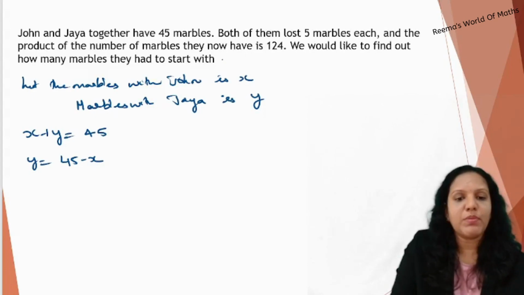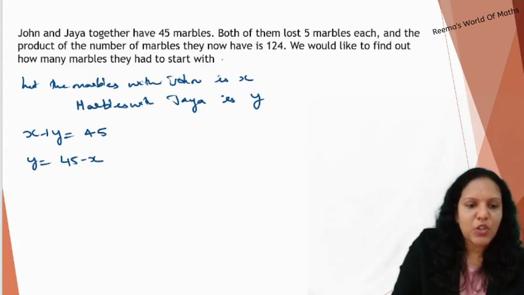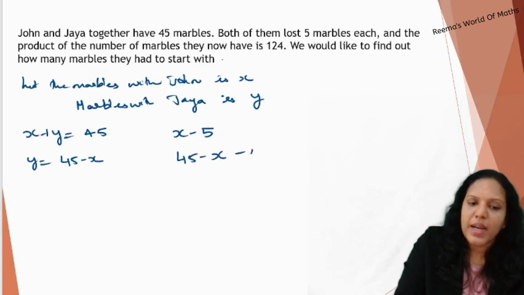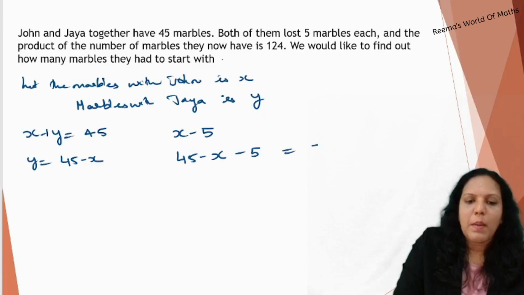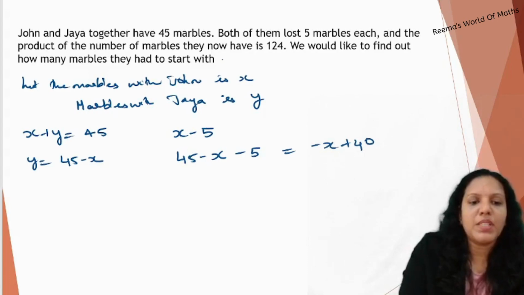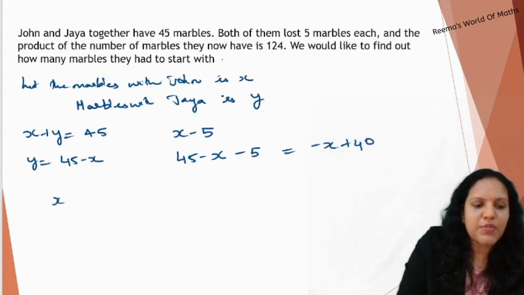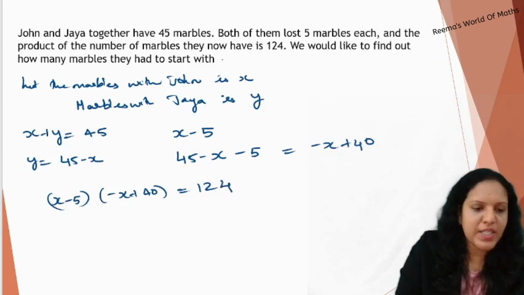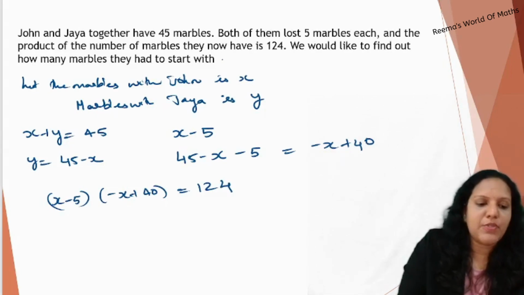Secondly, they have given that both of them lost 5 marbles each. So John now has only x minus 5, and Jaya will have 45 minus x minus 5, which is minus x plus 40. Then they have given that the product of the number of marbles they now have is 124. So that is x minus 5 multiplied by minus x plus 40 is equal to 124.